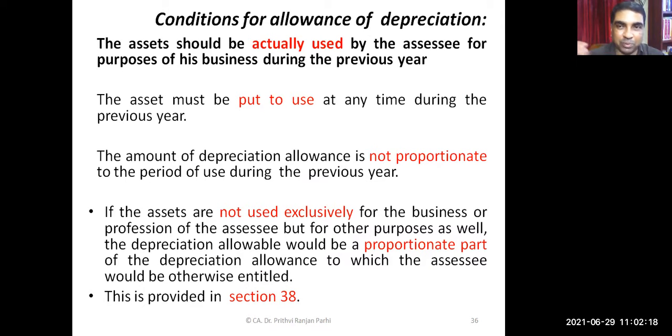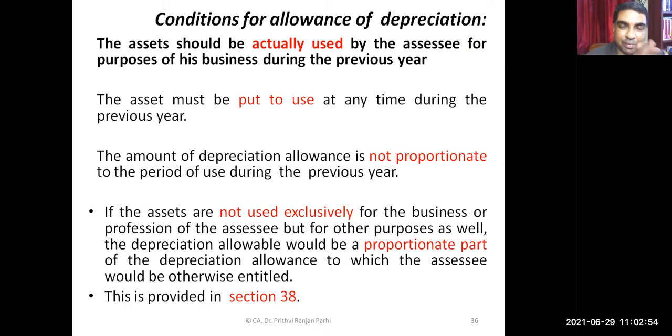Friends, one more thing you have to understand, that assets should actually be used by the assessee for the purpose of business and profession during the previous year. Then only one can claim depreciation. So use is a condition. Use means asset should be put to use. And the meaning of use is also quite wide in the sense it includes both active use as well as passive use.